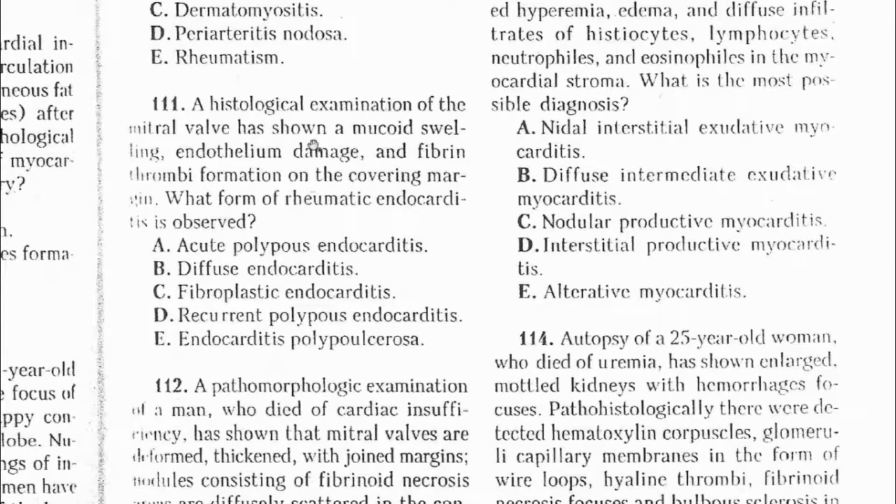A histological examination of the mitral valve has shown a mucoid swelling, endothelium damage, and fibrin thrombi formation on the covering margin. What form of rheumatic endocarditis is observed? Now, this is polypous endocarditis. This is an inflammation, that is A. And this is an inflammation with the formation of pedunculated masses of fibrin or thrombus attached to the ulcerated valve.